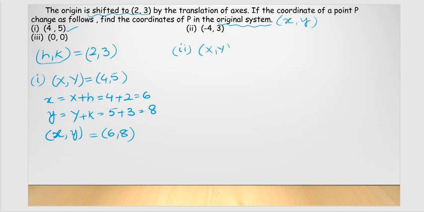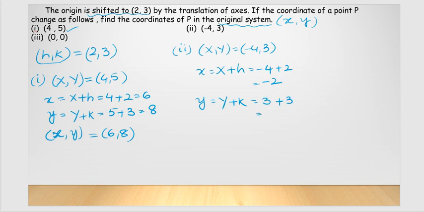So capital X comma capital Y is given as minus 4 comma 3 and h comma k is already 2 comma 3. So from this small x is equal to capital X plus h. So capital X is minus 4 plus h is 2. So minus 4 plus 2 is nothing but minus 2. Small y is equal to capital Y plus k. So what is capital Y here? So capital Y is 3.